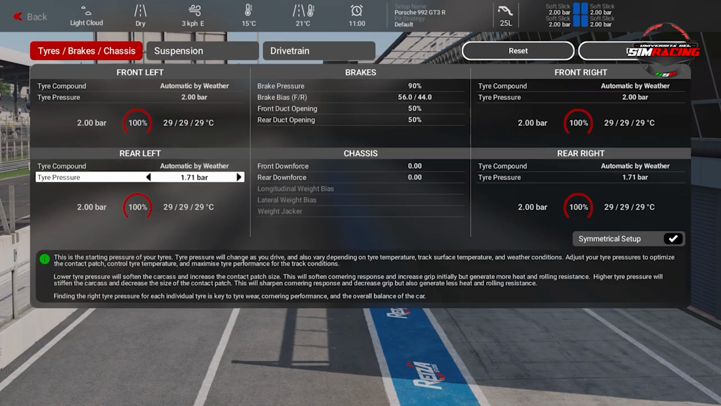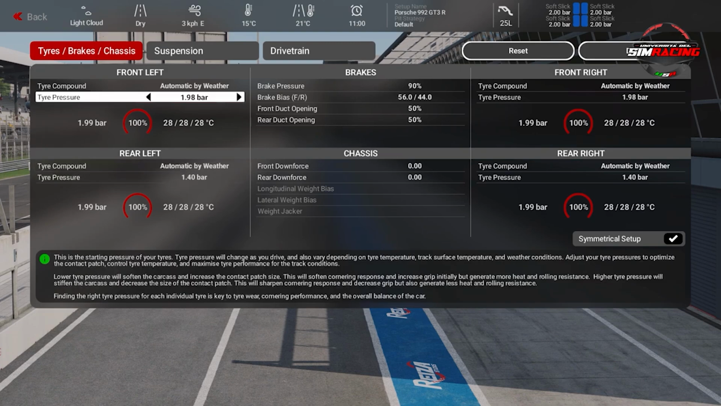Here, the minimum allowable pressures are 1.4 bar, approximately 20.3 psi, while maximum pressures go up to 2.0 bar, about 29.0 psi.